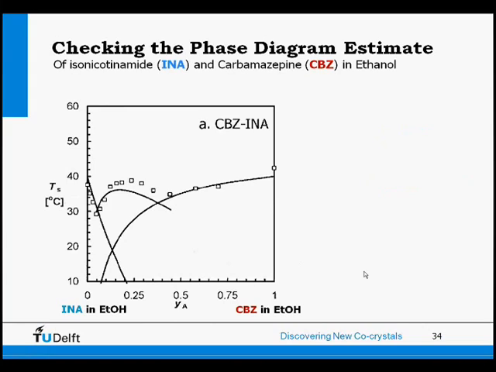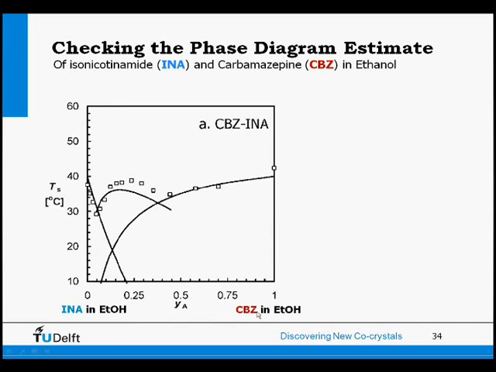So we can now use our Van 't Hoff fits to investigate whether our phase diagram is right. So this is saturation temperature of samples, and these samples contain isonicotinamide and carbamazepine, but isonicotinamide concentration decreases going to the right. So on the left you have pure isonicotinamide in ethanol, and on the right you have no isonicotinamide in ethanol.